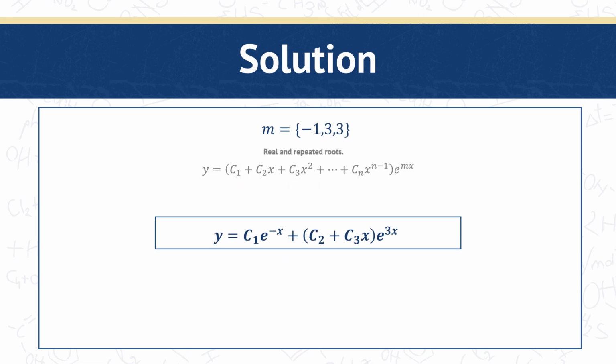Now, our roots are all real numbers, but 3 is repeated twice. Hence, for those repeated roots, their general solution will take on this form. So, plugging in the values of our roots, the general solution for the given differential equation will then be y equals c sub 1 times e raised to negative x plus the quantity c sub 2 plus c sub 3x times e raised to 3x.